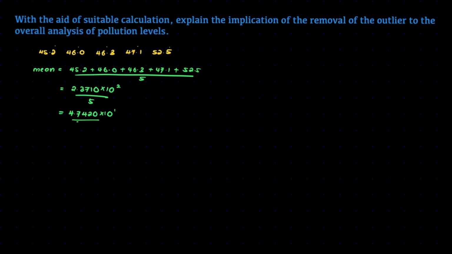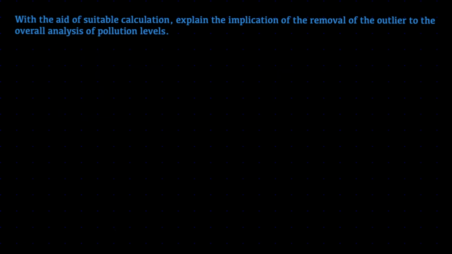Equivalent to 45.2 plus 46.0 plus 46.3 plus 47.1, but this time it is going to be divided by just 4. So you will get 1.8460 times 10 to the power of 2 divided by 4. Therefore, your mean is equivalent to 4.6150 times 10 to the power of 1. This one is after removing the outlier, and this one is before removing your outlier.